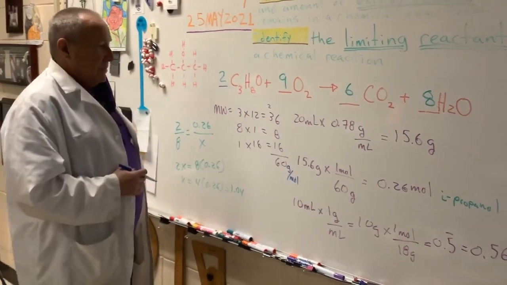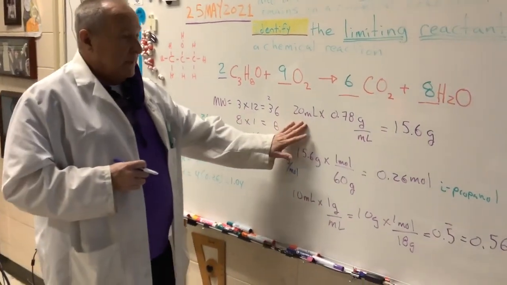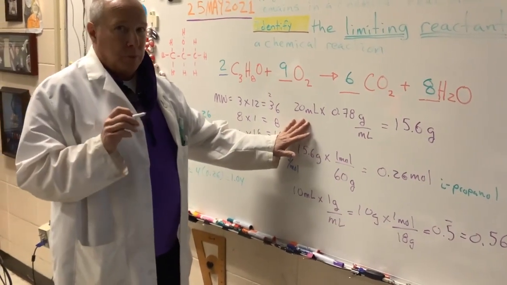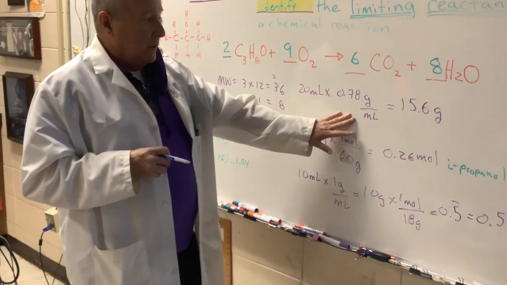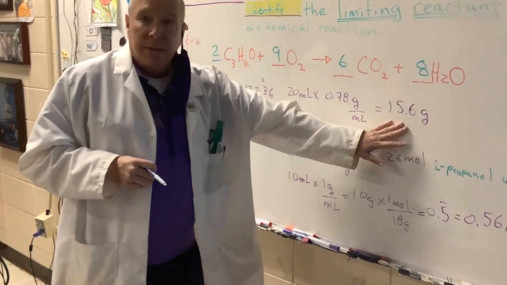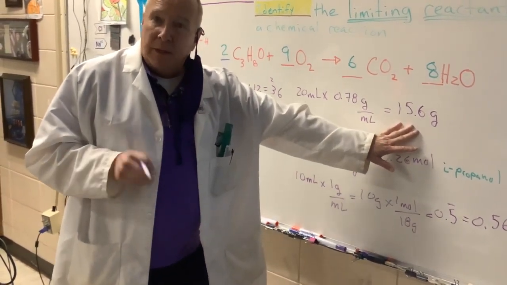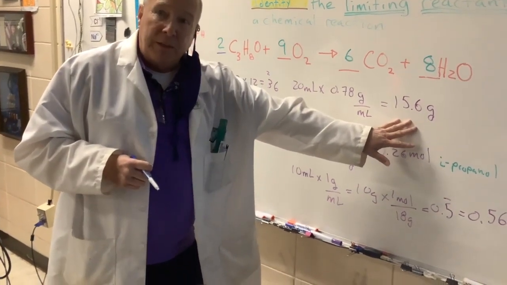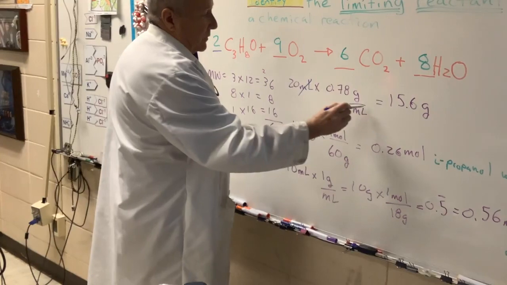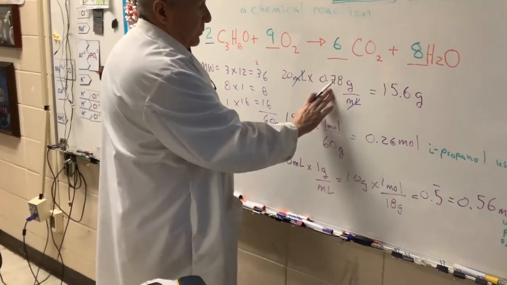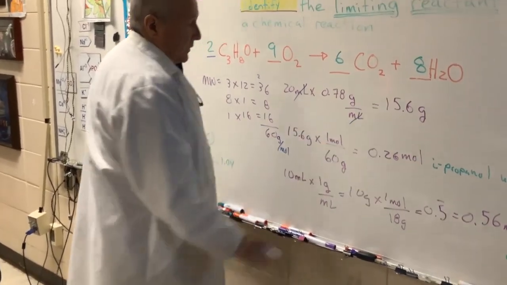Now, we had 20 milliliters of isopropanol. It's less dense than water, it's 0.78 grams per milliliter. So even though we added 20 milliliters, we only added 15.6 grams. My milliliters cancel for my density value of 0.78 and gives me 15.6 grams.